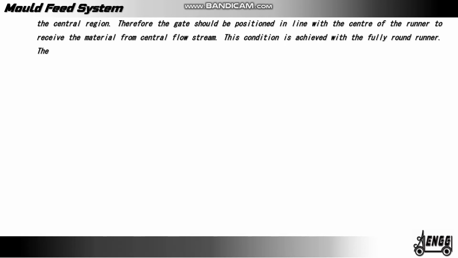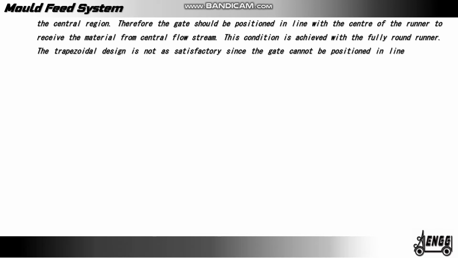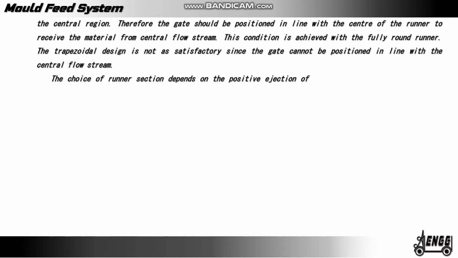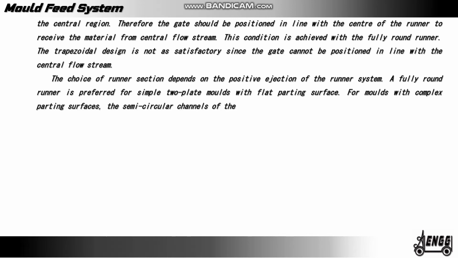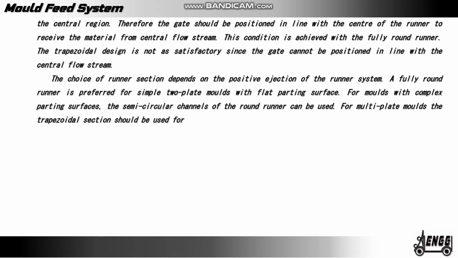The trapezoidal design is not satisfactory since the gate cannot be positioned in line with the central flow stream. The choice of runner section depends on the positive ejection of the runner system. A fully round runner is preferred for a simple two-plate mold with a flat parting surface. For molds with complex parting surfaces, the semicircular channels of the round runner can be used. For multi-plate molds, the trapezoidal section should be used for easy runner ejection.